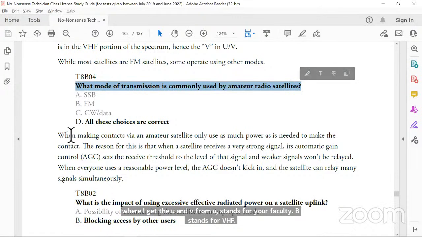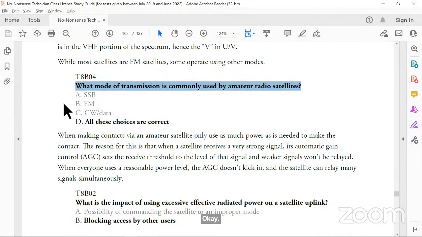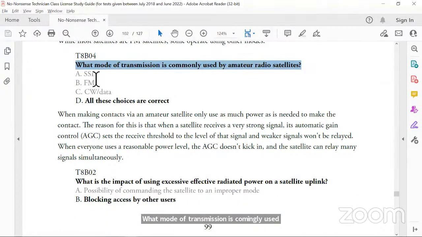What mode of transmission is commonly used by amateur radio satellites? Well, SSB, FM, CW, and data are all correct.